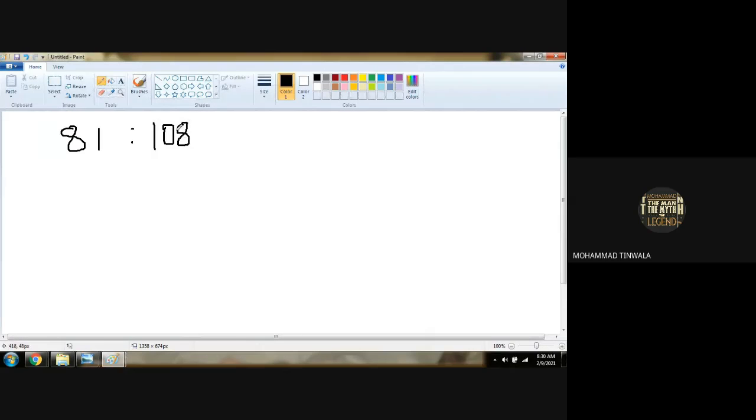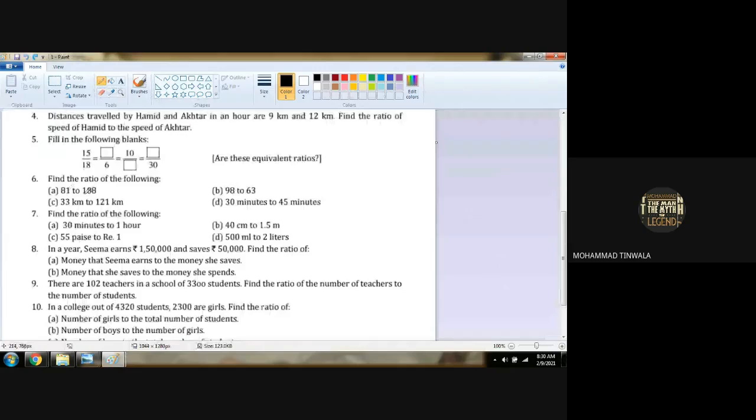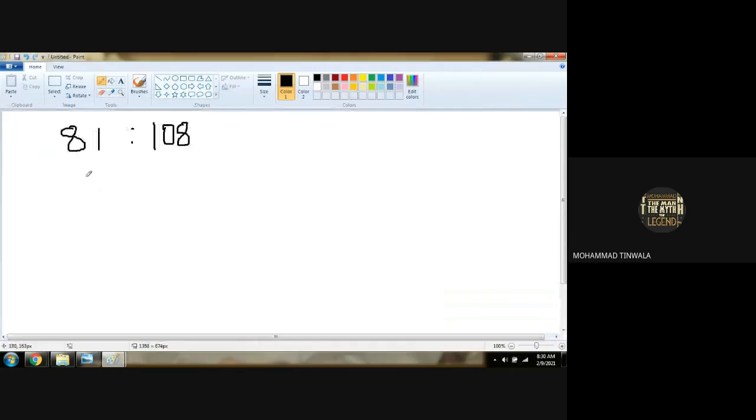That is what is given. 81 to 108 means what? So our step will be 81 upon 108. Am I right? Now 8 plus 1 is 9. 81 does not go in the table of 2, but 108 does.